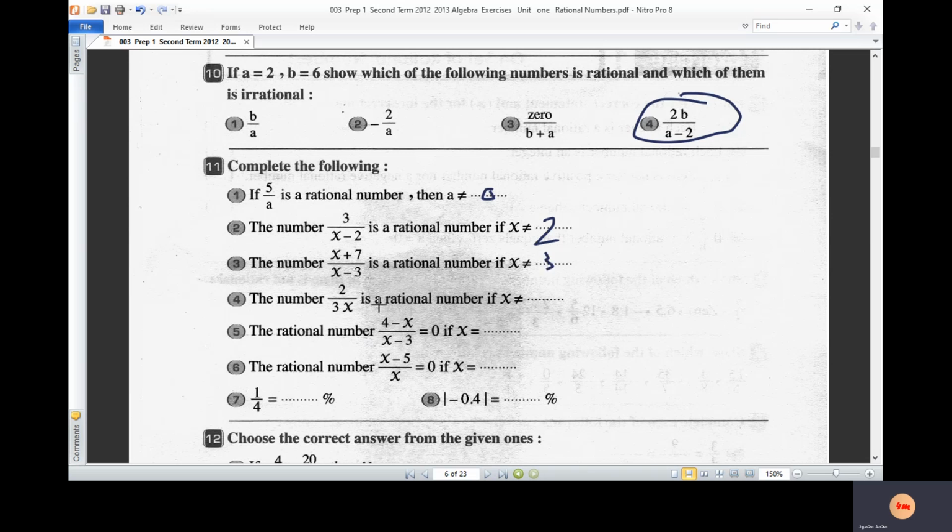The number 2/3x is a rational number, so you will make 3x not equal 0, so you will get x not equal 0. The rational number 4/(4-x): you will make 4-x not equal 0, so you will get x not equal 4. Here you will make x minus 5 not equal 0, so x not equal 5.